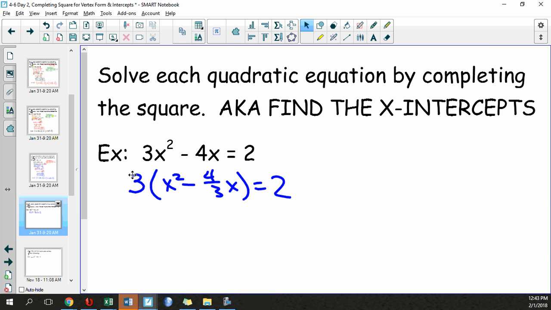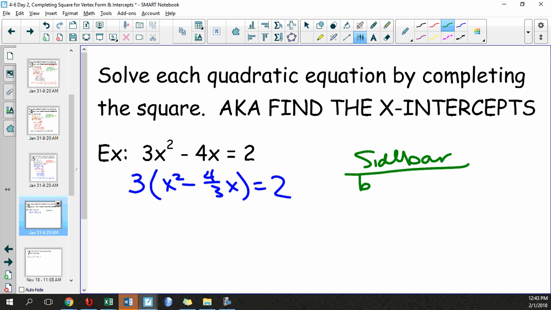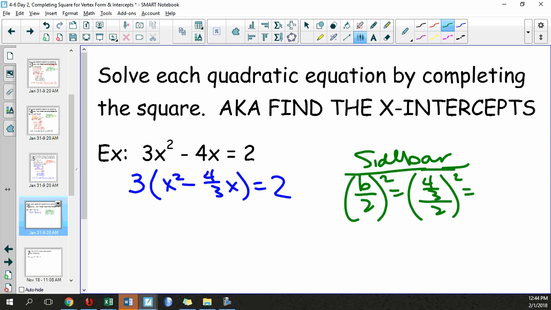I need to go straight to my sidebar. My sidebar allows me to take my b and divide it by 2 and square it. So that's 4/3 divided by 2. Do not freak out. Nope, it doesn't matter because you're going to square it eventually. What happens when you square a negative? So it doesn't matter, does it? So you're going to simply go over to your calculator.